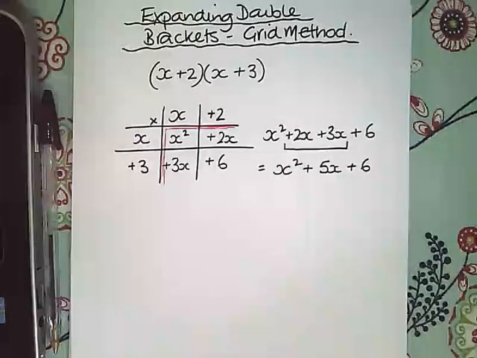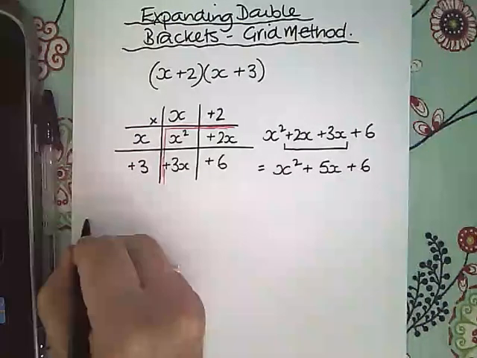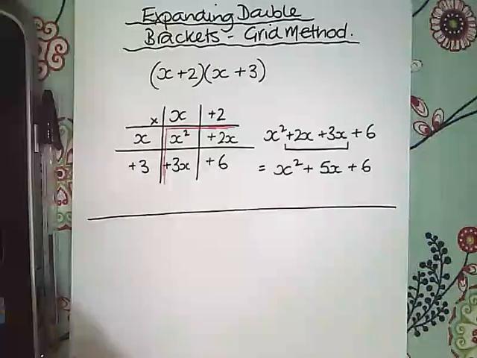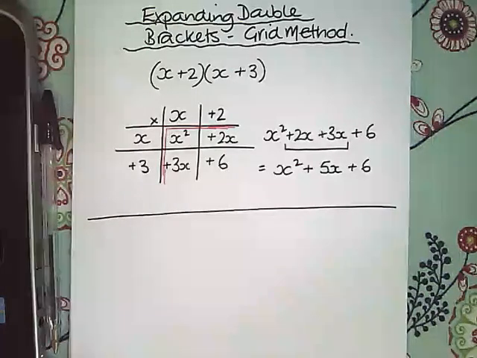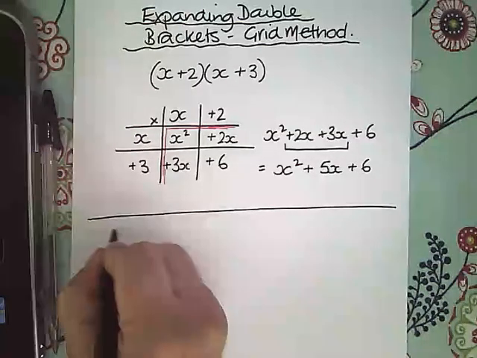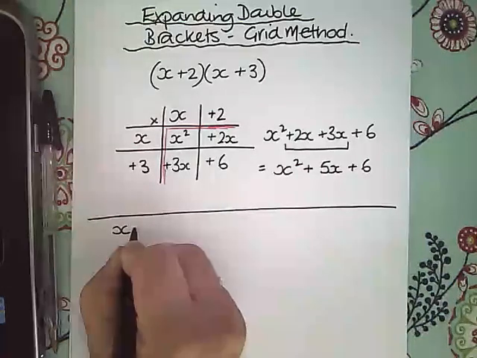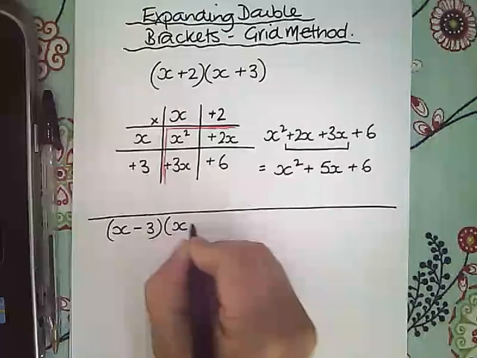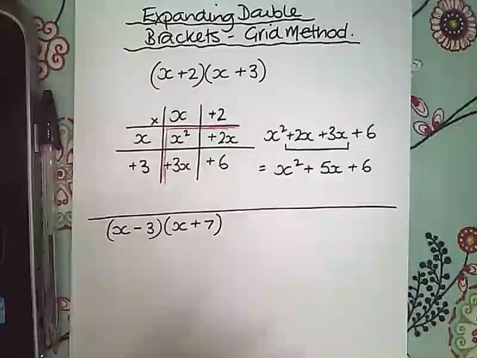Now if you have a pair of brackets which one of them contains a negative sign, you then need to be just a little bit careful when you are doing the multiplying to follow the rules of multiplying by negative numbers. So if we do an example of that, I'm going to use x minus 3 times x plus 7.